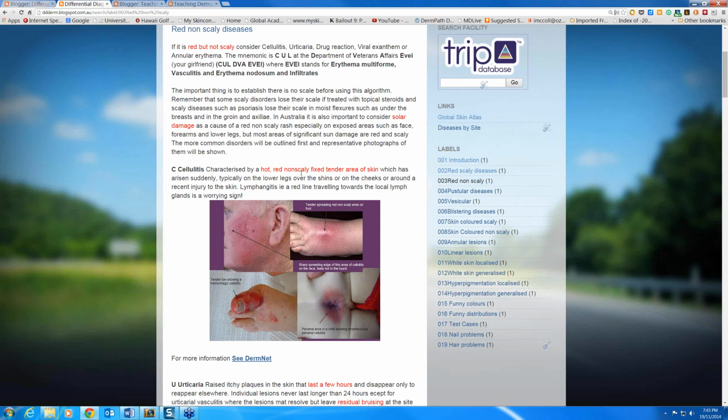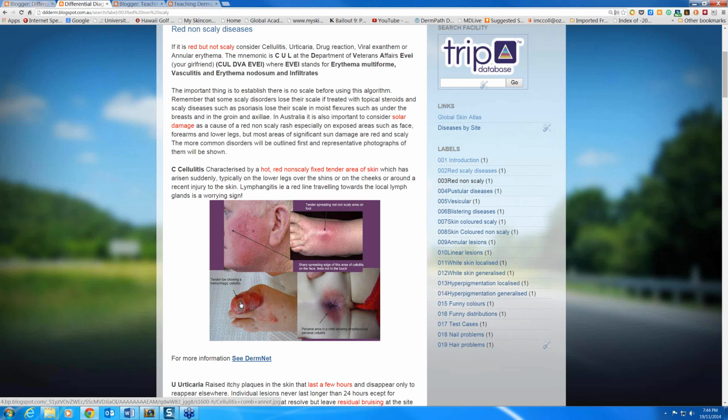Clinically, it's a hot, red, non-scaly, fixed, tender area in the skin. The classic areas are the cheeks and the lower legs, particularly the dorsum of the foot or the ankle area. It's due generally to a streptococcal infection. It comes on suddenly, it's painful, there's often fever, and it's locally tender. It's a fairly easy diagnosis to make.